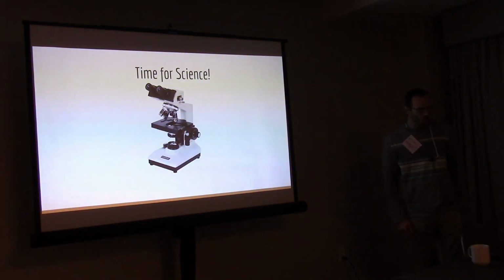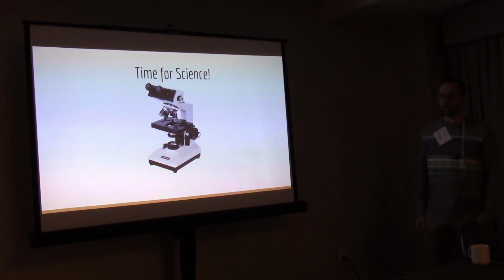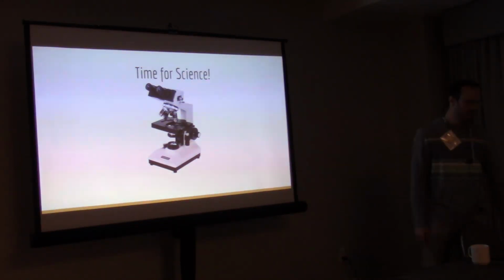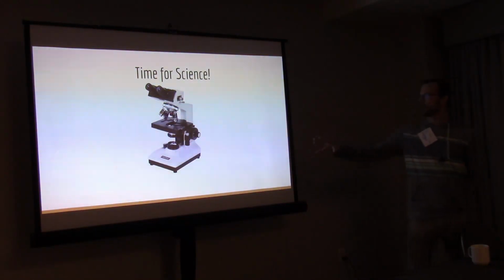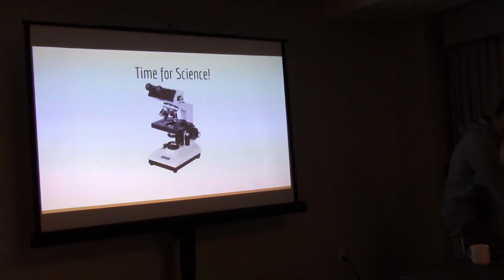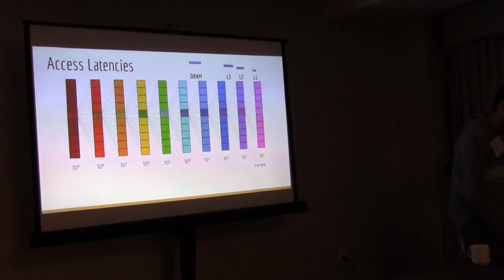So I wanted to take a deeper look at variant 4. I want to understand under what circumstances the CPU would do this memory disambiguation. If you get it wrong, is it actually a threat? So I built a microscope, a virtual microscope, and tried to do science. I actually felt like a scientist doing this.